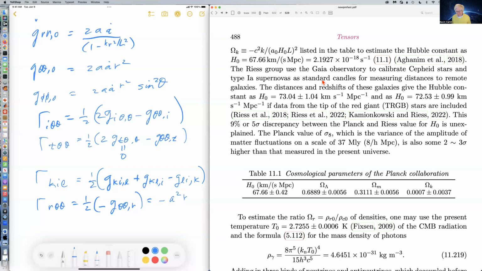And the astronomers in Riess's group think that the difference between the Planck value for the Hubble constant and the astronomy value for the Hubble constant are so different that it can't be statistical errors, that there must be new physics. And of course, that's very exciting.